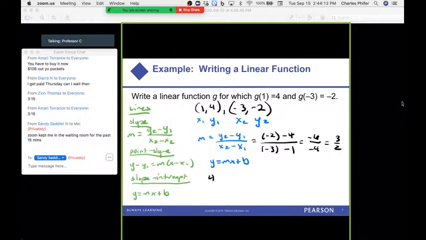So if my y is 4, my slope is 3/2, my x value is 1, the only thing we don't know is b. So if we solve, b is going to be equal to 4 minus 3/2. So that's going to be what? 8/2 minus 3/2 to give us 5/2, right? So then our equation is going to be y equals 3/2x plus 5/2.